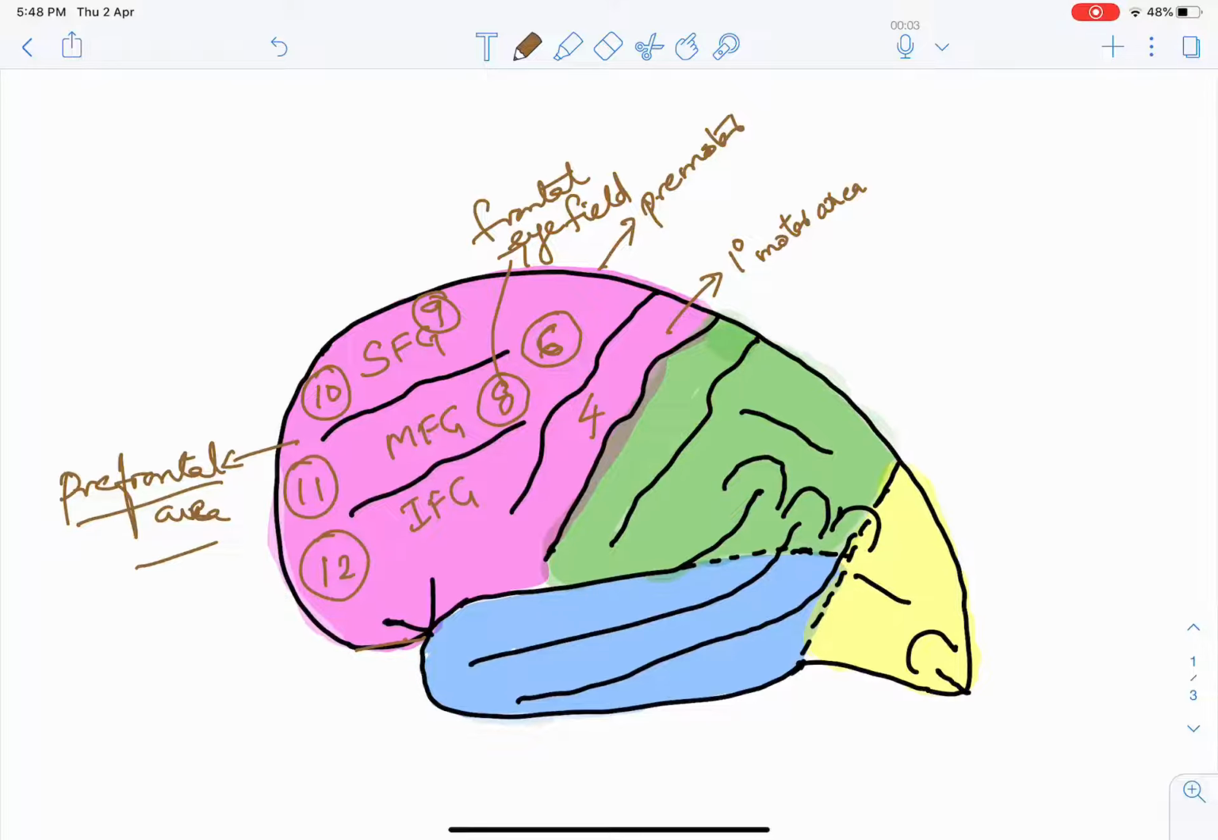So the prefrontal area controls the personality, the behavior of the individual, the emotions, concentration, attention and judgment. So all these things are controlled in the prefrontal area.